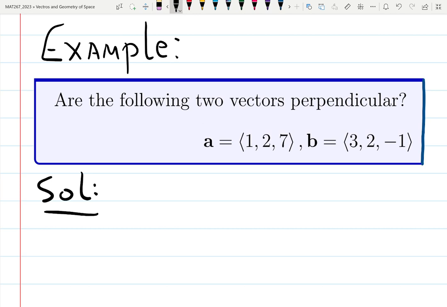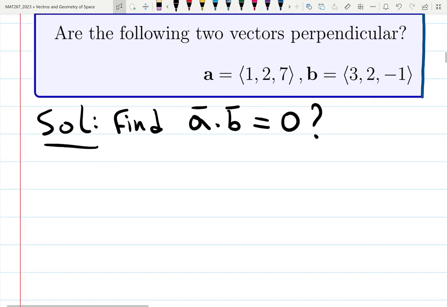There's one way to do it: graph it. Or the easy one, you find the dot product. Find A times B. Why? Because it must be 0 if they are perpendicular. 0, not a vector. So we have 0 vector, 0 number. 0 in this case is a number, a scalar. Okay, so I'm calculating A times B.